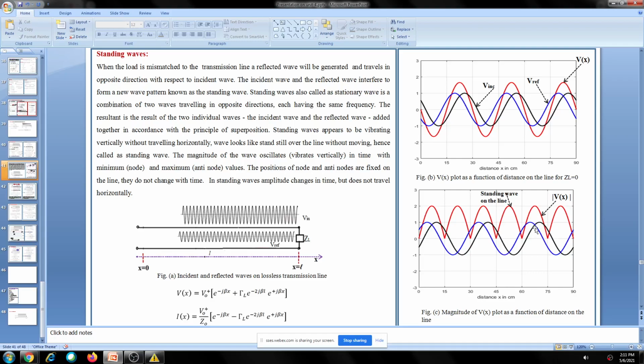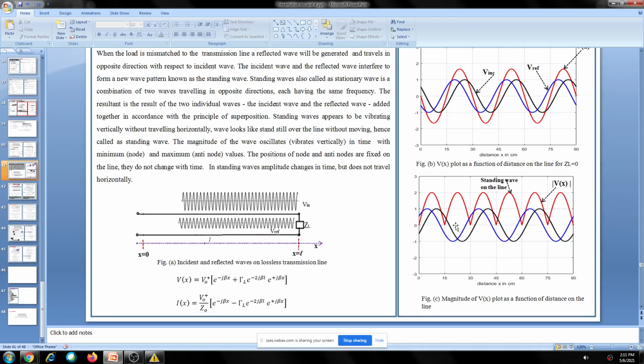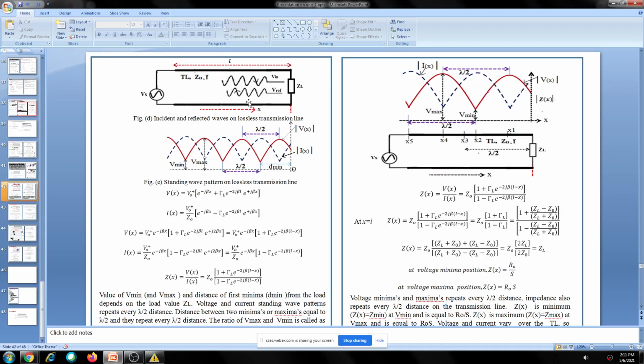Okay, so in this pattern, because we are plotting a magnitude, this is called a standing wave pattern. The magnitude of this V of x is the addition of the reflected and incident voltages. This magnitude plot looks like this, and it repeats every lambda by 2 distance, from here to here. Similarly, the voltage repeats every lambda by 2 distance, which means the current also repeats every lambda by 2 distance.